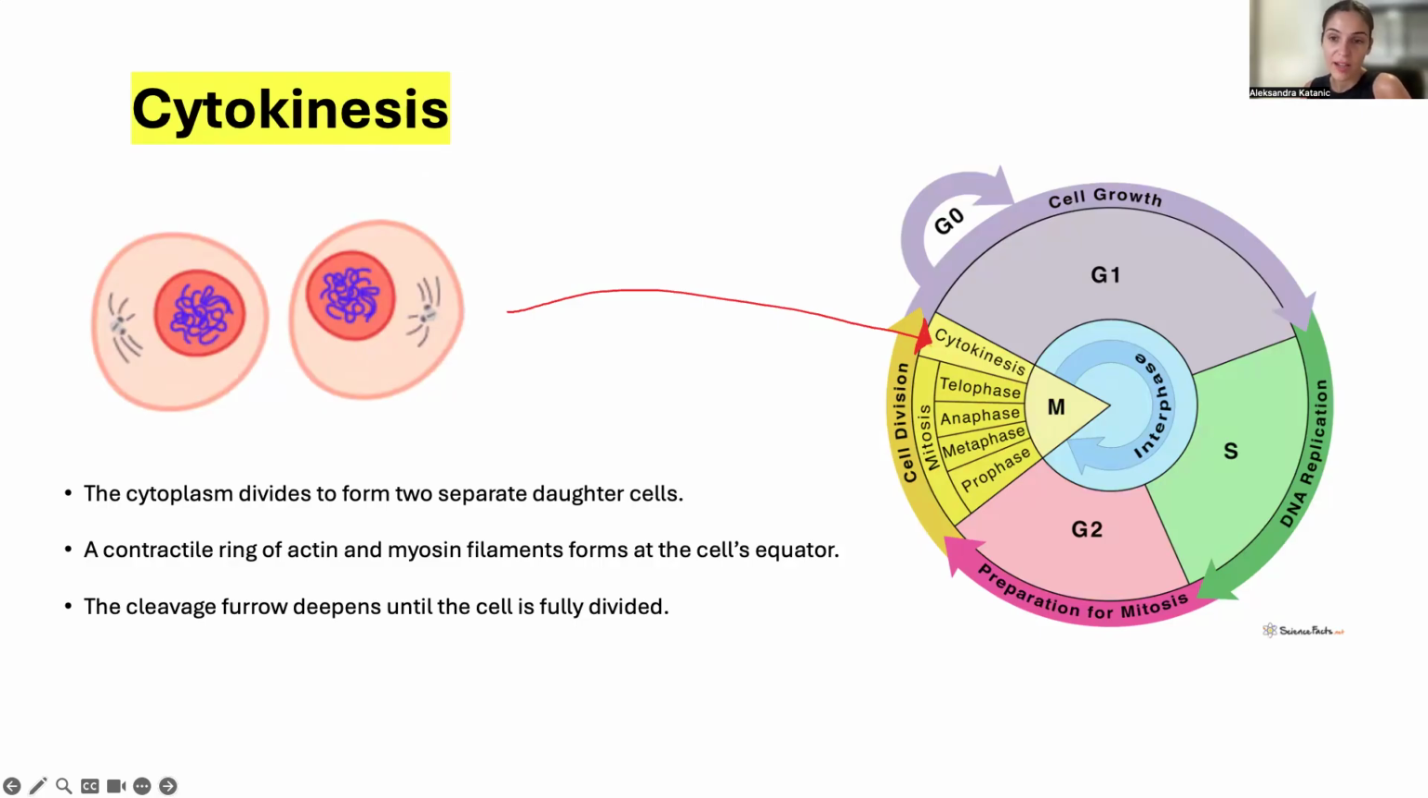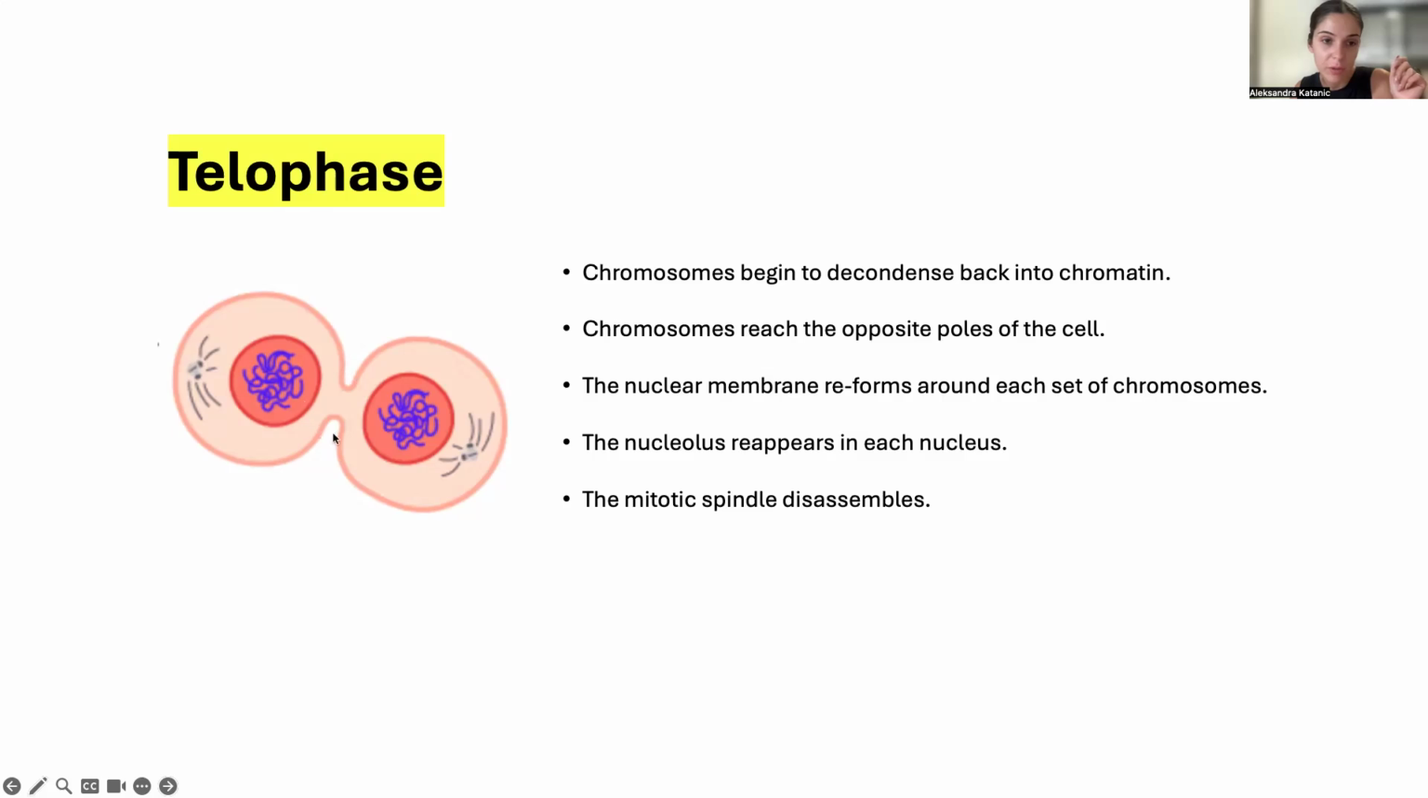A contractile ring of actin and myosin filaments will form around the cell's equator. So this ring pinches the cell membrane inward, creating a cleavage furrow that eventually splits the cell into two. So that picture that I've got there is at the end of cytokinesis, but the cleavage furrow I'm talking about is what's going on here.